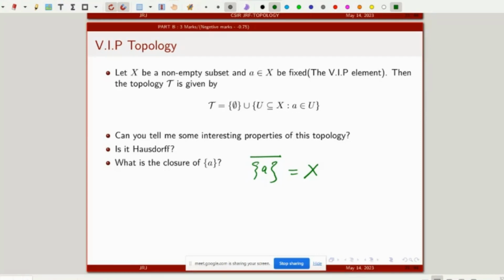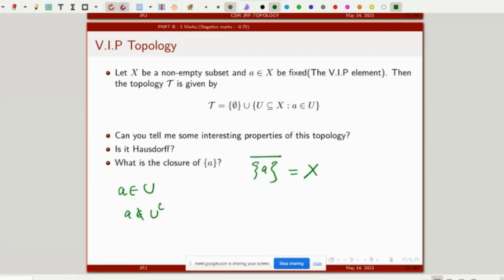For all open sets U, we have A belongs to U. So A does not belong to the complement of U. So these are the closed sets of this topology. A will not be there in any closed set except the full set X. Is it okay for you that the closure of A is the full set?